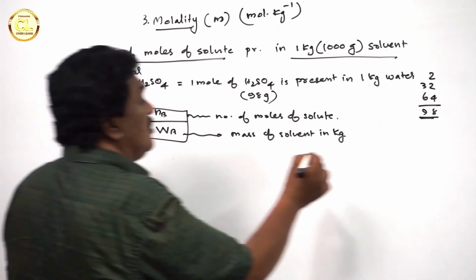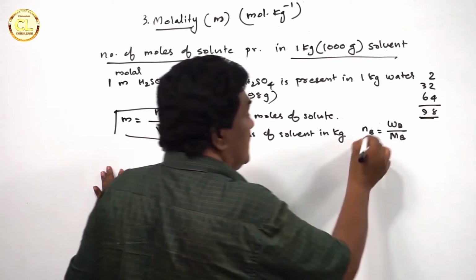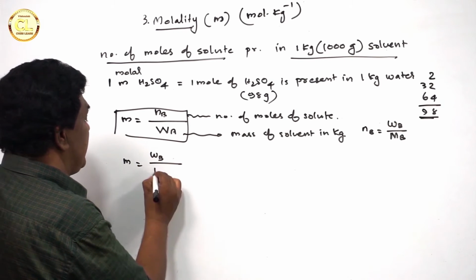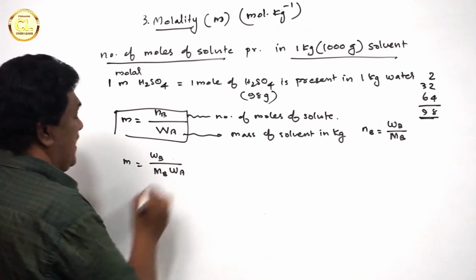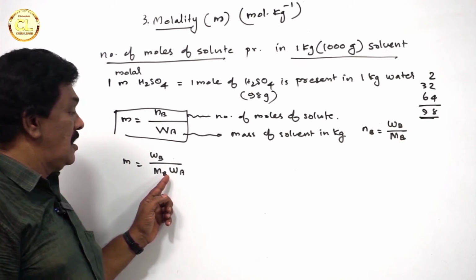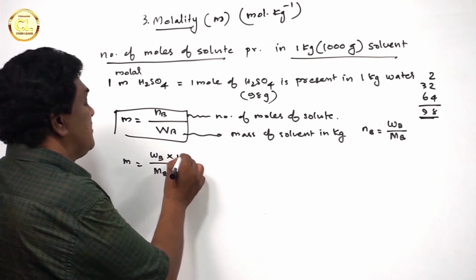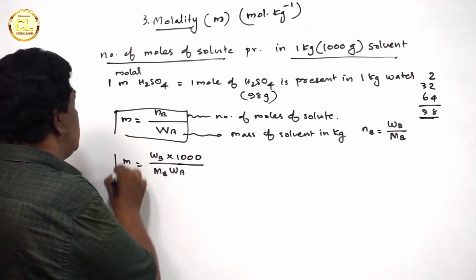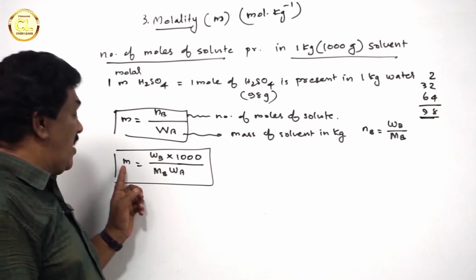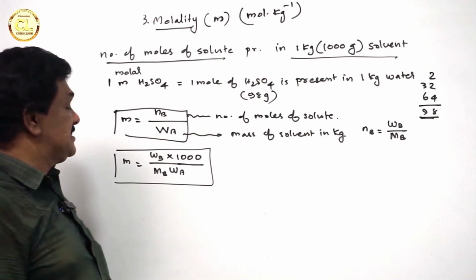We know that NB, the number of moles of the solute, is equal to WB by MB. Substituting this value here, small m is equal to WB by MB into WA. WA is the mass of the solvent in kilograms. By changing the mass to grams, we have to multiply 1000 in the numerator. So this is the most user-friendly formula used for finding molality, where m is molality in mole per kilogram.